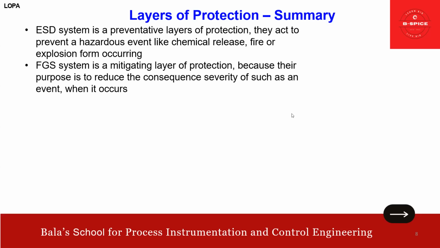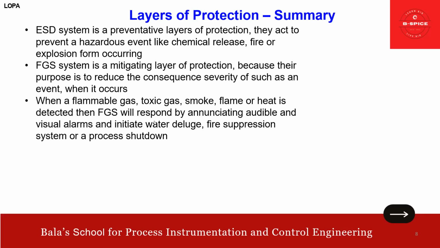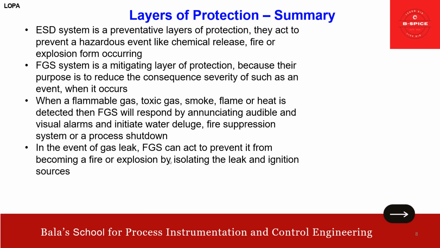FGS is a mitigating layer because the purpose is to reduce the consequence severity of such an event when it occurs. So that is a difference. Just remember, friends. When a flammable gas, toxic gas, smoke, flame, or heat is detected, then FGS will respond by annunciating audible and visual alarms and initiating the water deluge, fire suppression, or sometimes process shutdown. So this is how it works. In the event of a gas leak, FGS can prevent it from becoming a fire or explosion by isolating the leak or the ignition sources. I hope now layers of protection is clear.